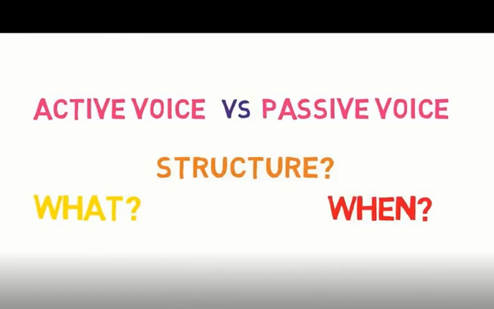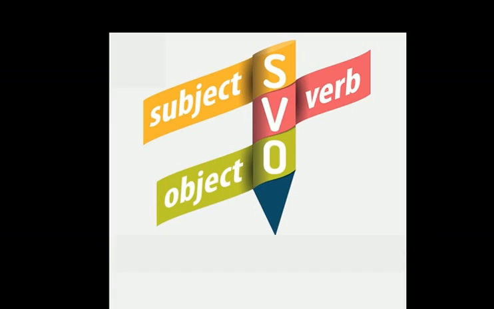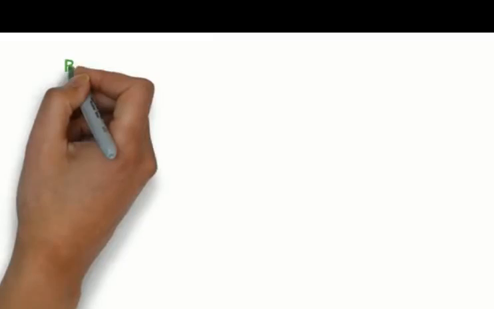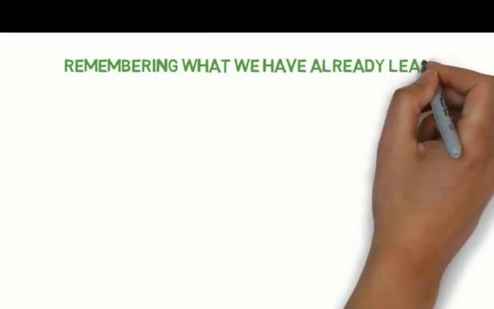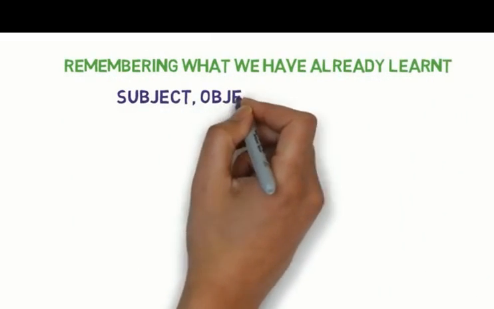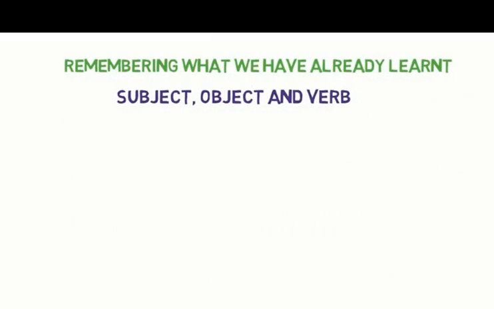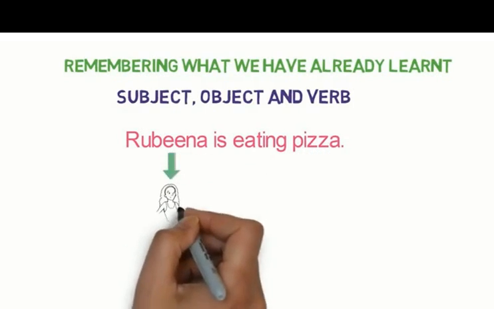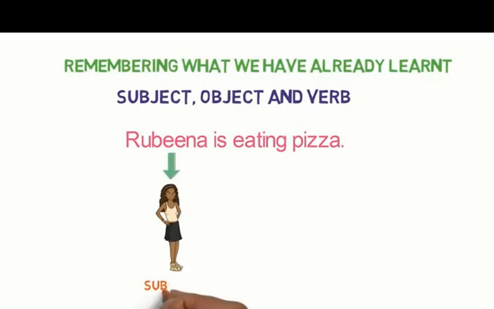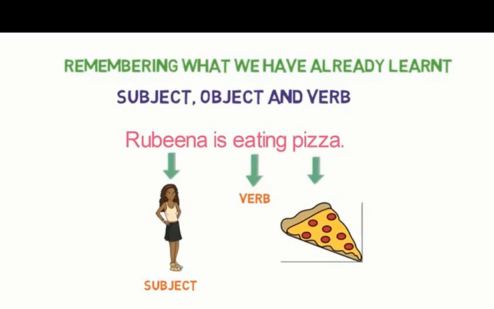Okay, so before we get into the topic of active and passive voice, we have to know about subject, verb, object. You already know about these things, isn't it? So quickly we shall remember what we have already learned about subject, object and verb with an example. Okay, Rubina is eating a pizza. Here who is the doer of the action? So Rubina. So Rubina is the subject. And what is the action performed by Rubina? Is eating. So it's the verb. And what is she eating? Pizza. So it is an object.